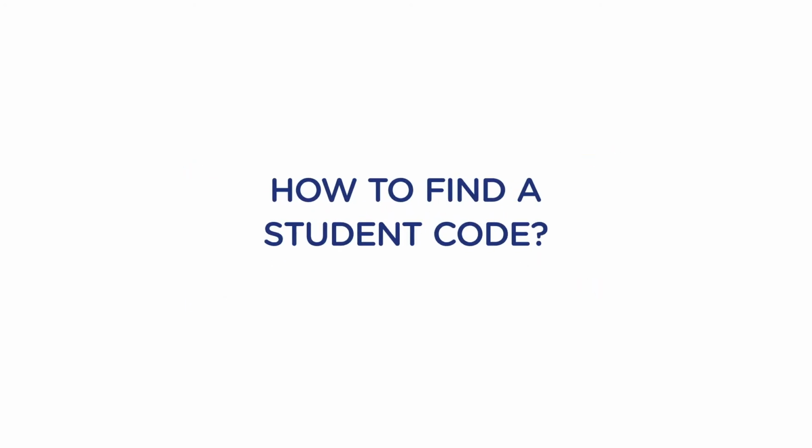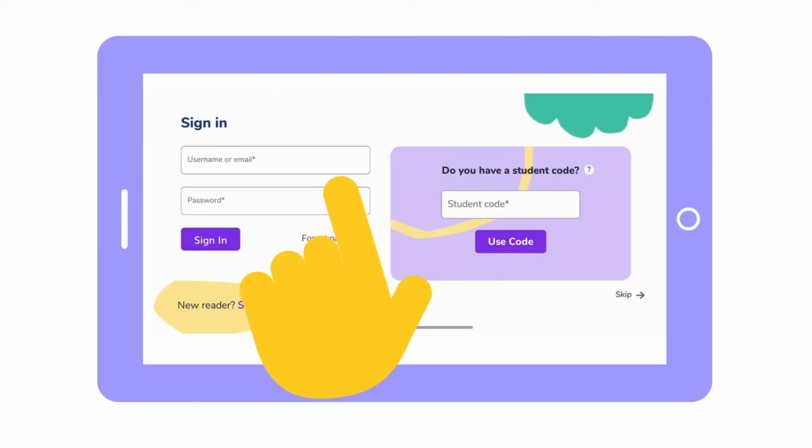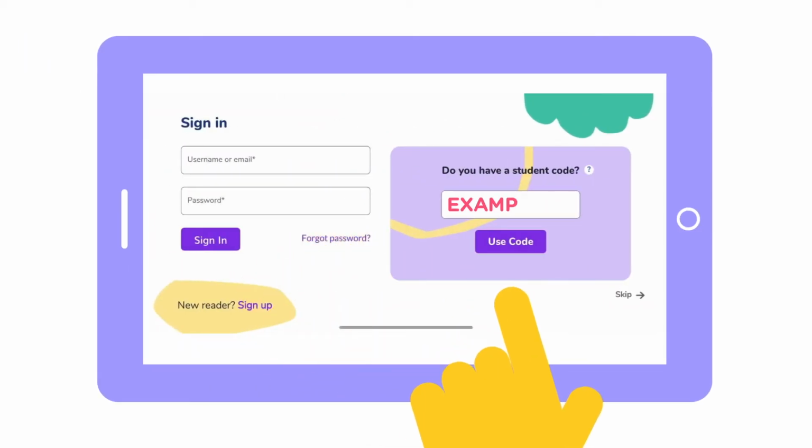Hi there. In this video, I will show you how you can find a student code in the teacher's dashboard. Before that though, let's revise what a student code is. A student code is a 10-digit alphanumeric code which is needed for students to log into the BOOKR Class app.